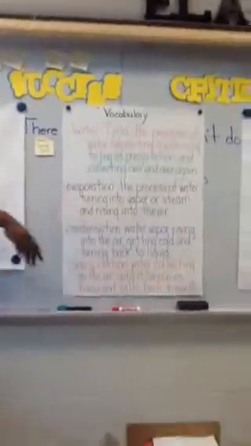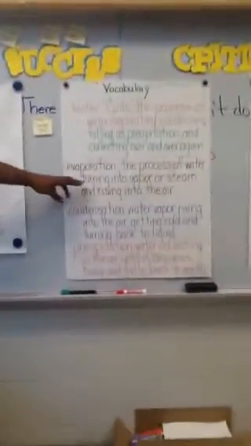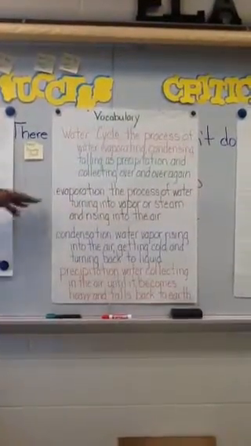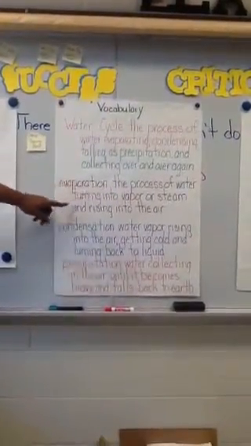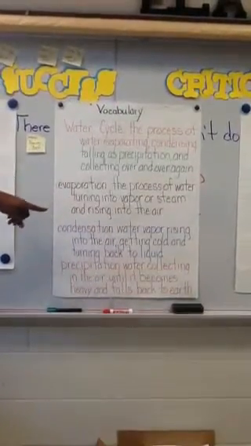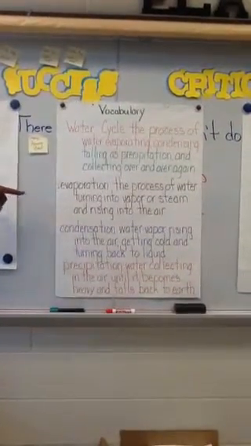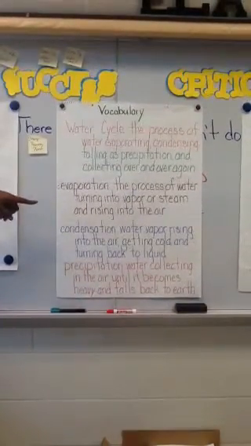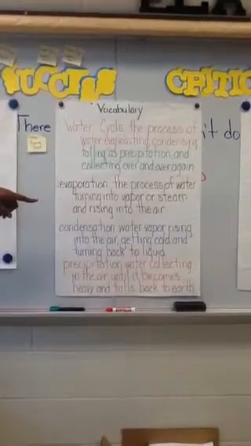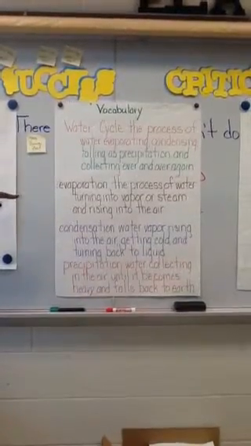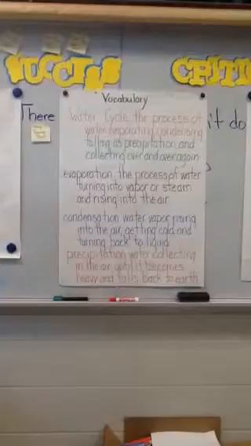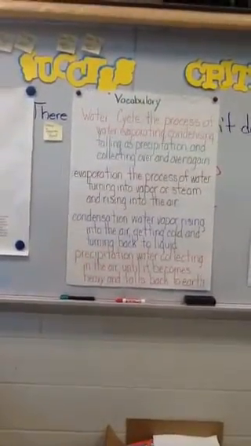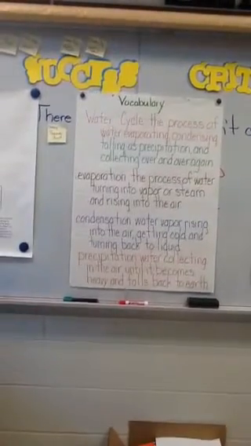The next one is evaporation. What is it? Evaporation. It's the process of water turning into vapor or steam and rising into the air. I'll read it again. Evaporation, the process of water turning into vapor or steam and rising into the air. Class, what is evaporation? The process of water turning into vapor or steam and rising into the air. Okay, read it again. I need you to read what you see. The process of water turning into vapor or steam and rising into the air. Good.